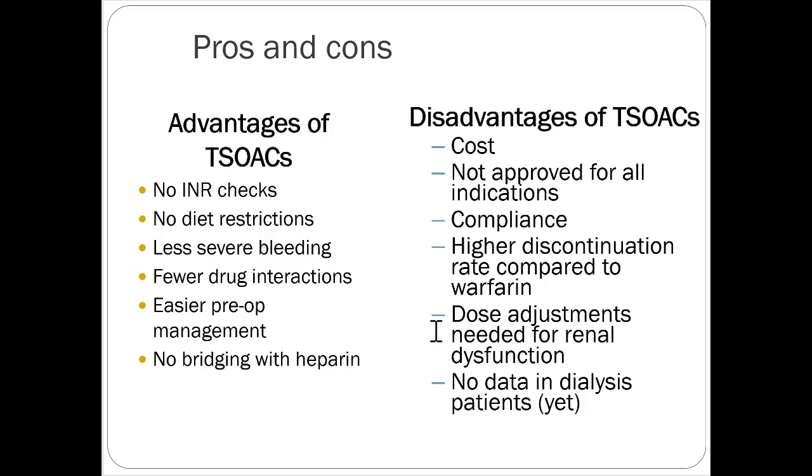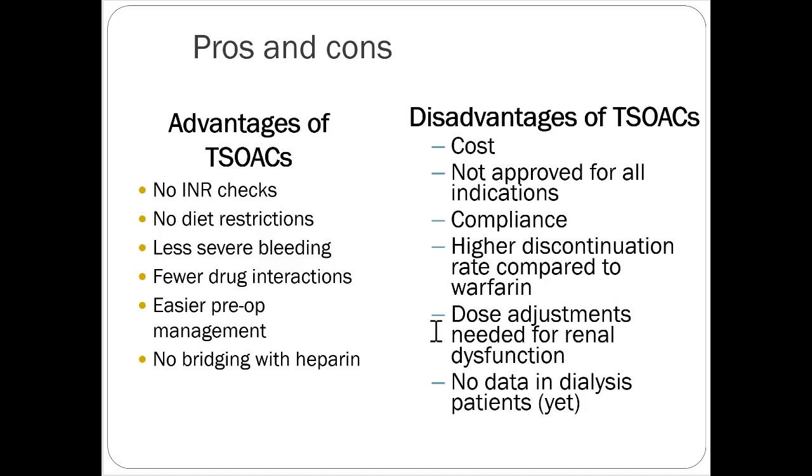So pros and cons, ultimately, what we're looking at here. Advantages: no INR checks, no diet restrictions, less severe bleeding, fewer drug interactions, easier pre-op management, because you can stop the medication the day before and then the person's not anticoagulated. You have to stop warfarin 5 days in advance. If their INR tanks, you have to bridge them with enoxaparin and then stop that the day before surgery. It's a pain. These drugs are a lot cleaner. You don't have to bridge with heparin with these either.